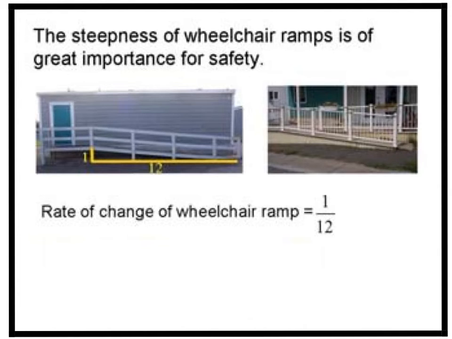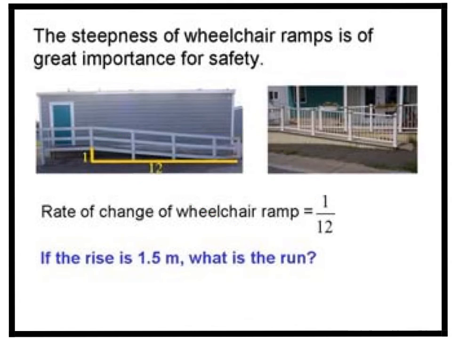So here we see our wheelchair ramp has a rate of change with a rise of 1 and a run of 12. They've put the rise up top, and they've put the run down below. Now, this rate of change of 1 to 12 tells us its steepness. It also allows us to do some work.